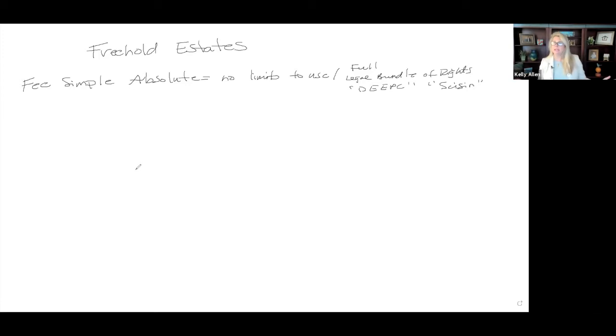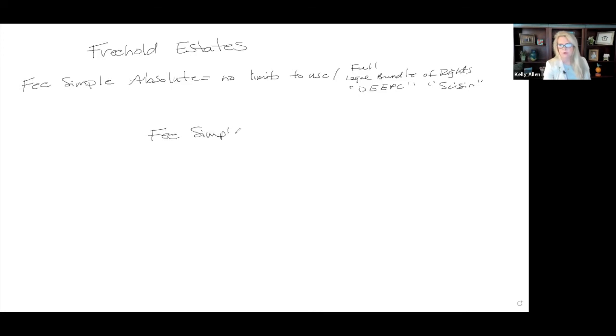Well, if there are no limits in a fee simple absolute, that must mean that there are a couple other estates of ownership, freehold estates, that do have a few limits on them. And you are absolutely correct. We're going to talk about the next category. I'm going to put it over here, called fee simple defeasible.